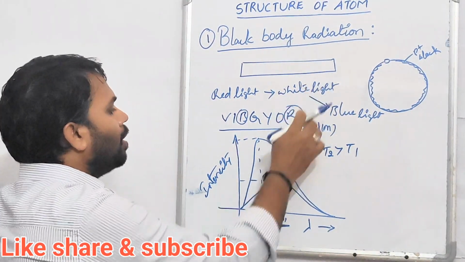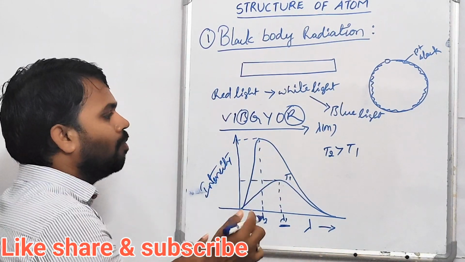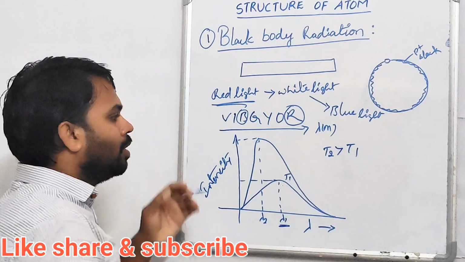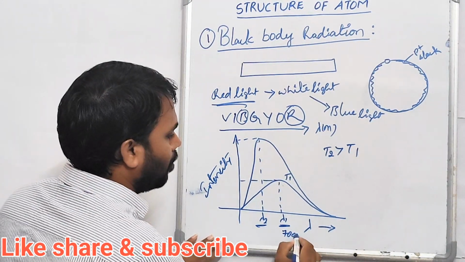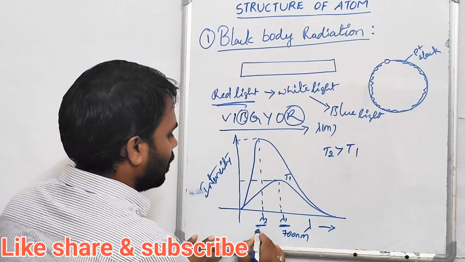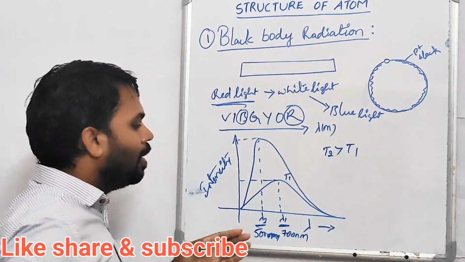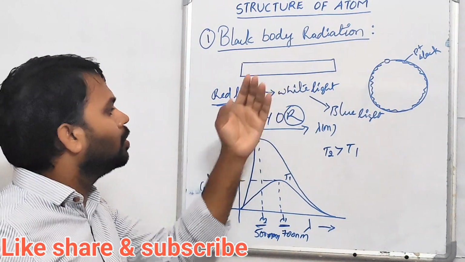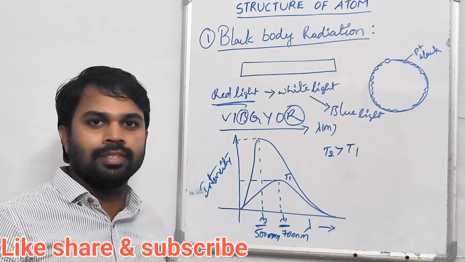For example, this is the red light. I am supplying initial temperature T1, it shows red light. Now I am increasing the temperature, it shows blue light. Wavelength, for example, this is 700 nanometers. This is 500 nanometers. The wavelength shifts towards the lesser side. Why does this show different intensities? Why can't they show the same intensities?